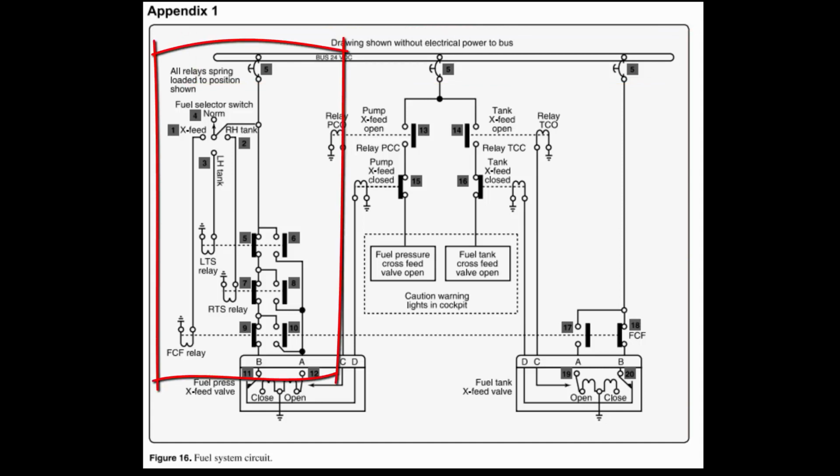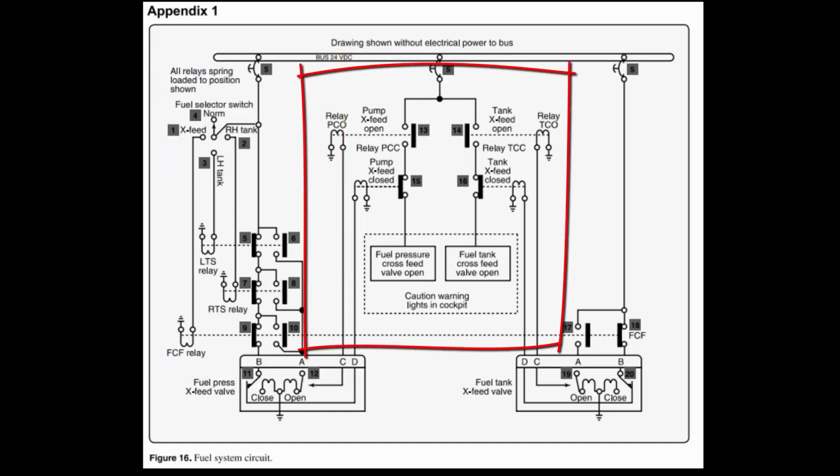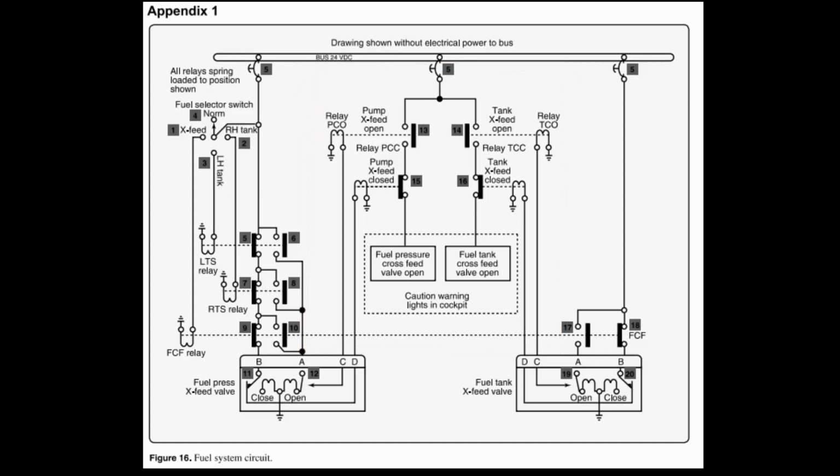In the middle, this section in the center is merely the indicator lights, the cockpit indicator lights. And this circuit is feeding that. That's the job of this coming off this circuit breaker. On the right is a valve, and this valve is the fuel tank crossfeed valve. This is a valve down at the fuel tank. And you'll see FCF means fuel crossfeed.